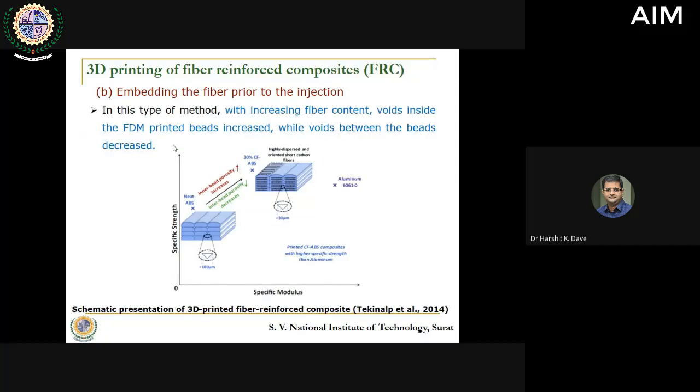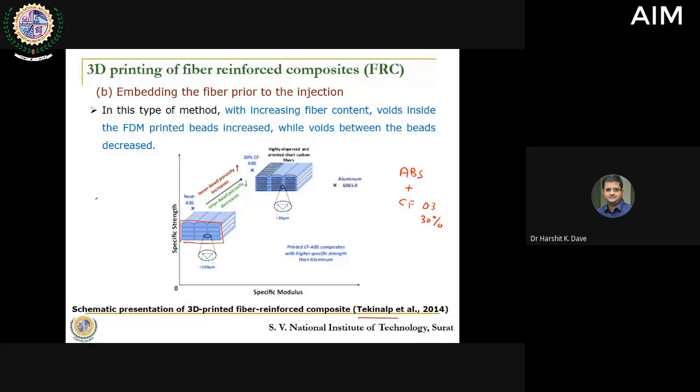One very interesting result has been reported by Technell and his team, wherein they used ABS polymer and mixed carbon fiber into it in the proportion of 0.3, that is 30% carbon, and they had some very interesting observations. The first and foremost thing that you see is, when you print the neat ABS without mixing carbon fiber, you can see these different rasters.